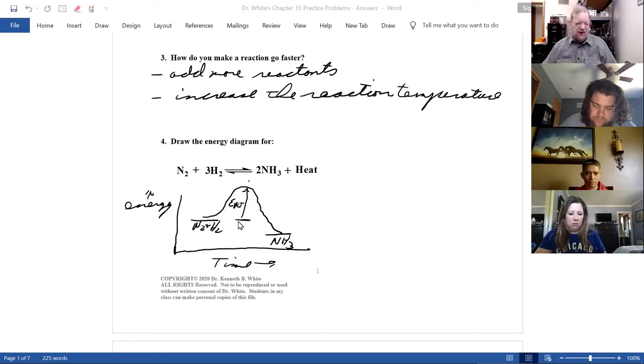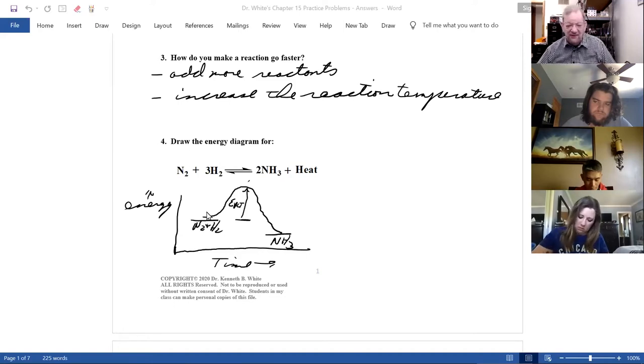Another important thing you should know is that from where you start to the top of the hill is called the activation energy. You've got to have enough energy in a collision to go over the hill and down the other side to the ammonia. And that's the activation energy. You should know that. Now, while we have an energy diagram up there, let me ask you a question.